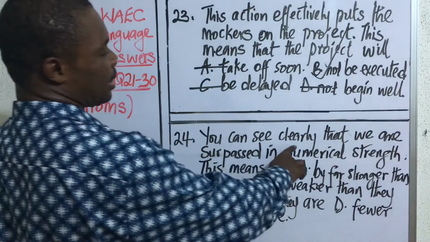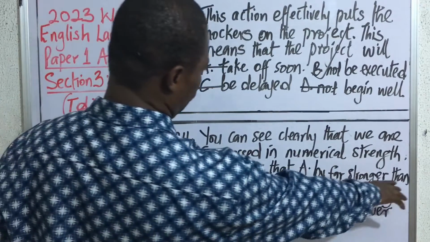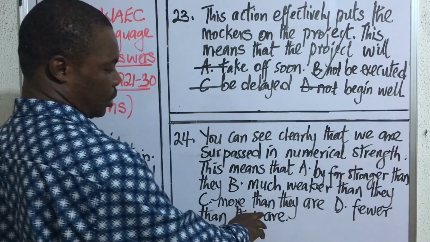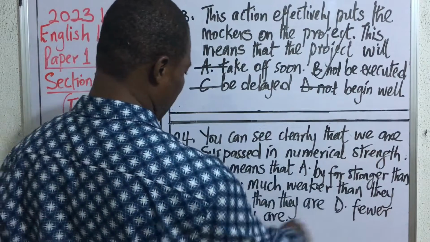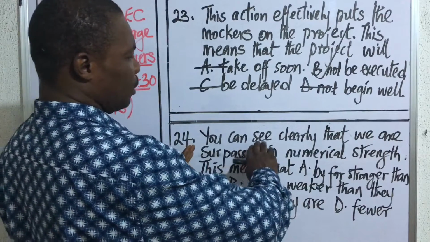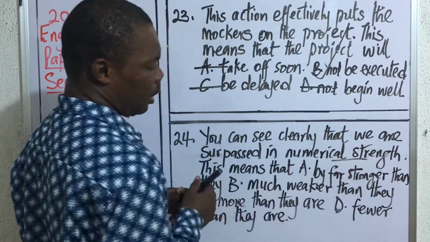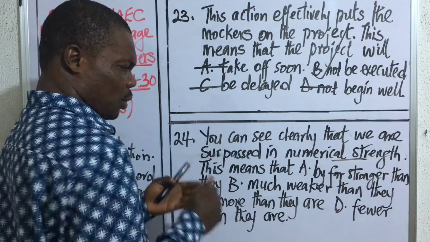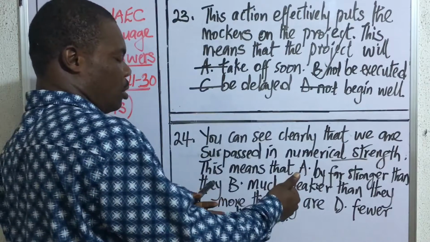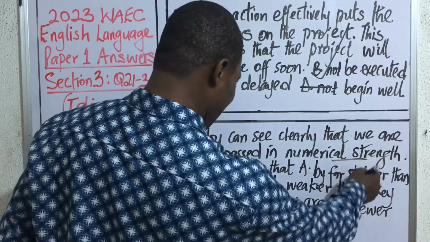24. You can see clearly that we are surpassed in numerical strength. This means that A. By far stronger than they, B. Much weaker than they, C. More than they are, D. Fewer than they are. Alright, so what is this context saying? It says you can see clearly that we are surpassed in numerical strength. Numerical strength means number. Now, surpass means for something to pass some limit. So if you are surpassed, someone has passed you in a particular thing. So the correct answer is fewer than they are.